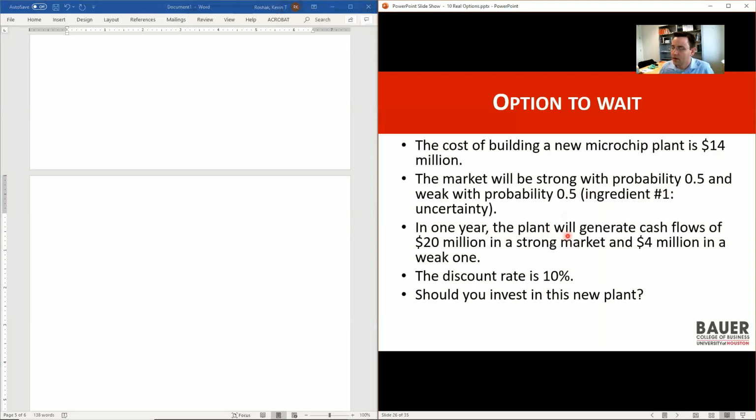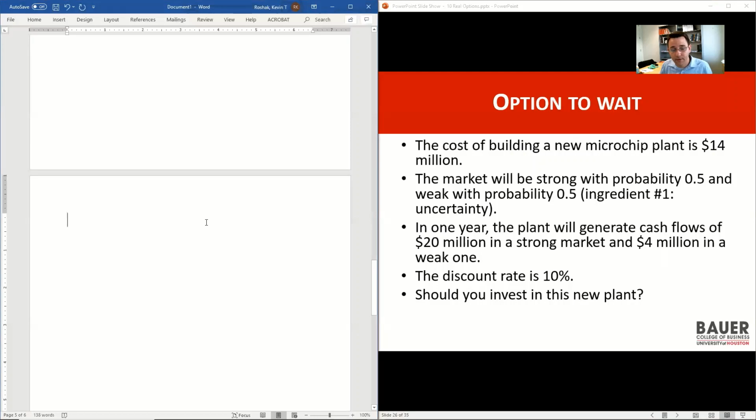In 1 year, the plant will generate cash flows of 20 million if things look good, and 4 million in a weak market. So it's just two cash flows, a time 0 cash flow and a time 1 cash flow. $14 million at time 0. Maybe you get $20 million at time 1. Maybe you get $4 million at time 1. That's it. Okay. We have a discount rate of 10%. Should you invest in this?